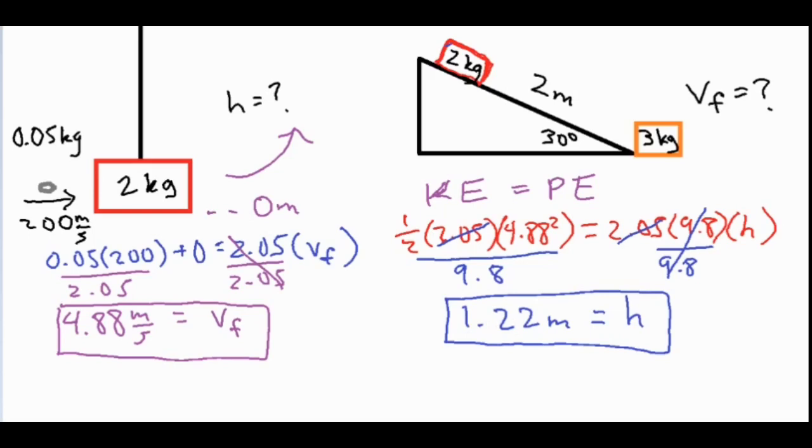When I set my 1/2 mv squared equal to my mgh, my masses drop out. Then I have 1/2 times the velocity squared, divided on both sides by the 9.8. That left me with a final height of 1.22 meters as our final answer. Let's clear some space and take a look at this second problem.